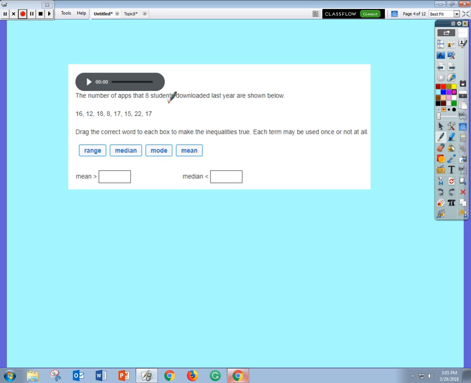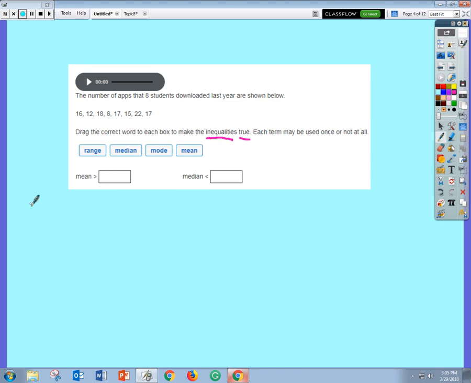The number of apps that 8 students downloaded last year are shown below. 16, 12, 18, 8, 17, 15, 22, 17. Drag the correct word to each box to make the inequalities true. Oh, inequalities. We're talking about greater than, less than, greater than or equal to, less than or equal to. Each term must be used once or not at all.